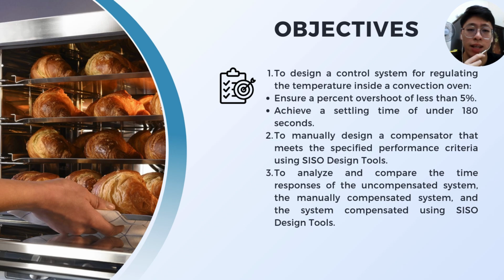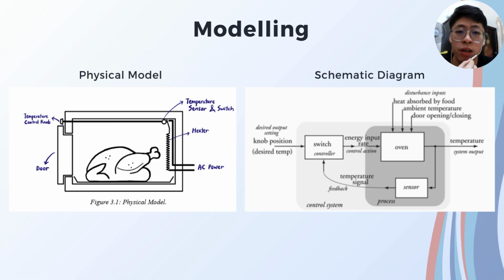The objective of this study is to design a control system for regulating the temperature inside a convection oven, ensuring a percent overshoot of less than 5% and achieving a settling time of under 180 seconds. Secondly, to manually design a compensator that meets the specified performance criteria using CISO design tools. Thirdly, to analyze and compare the time responses of the uncompensated system, the manually compensated system, and the system compensated using CISO design tools. On this slide, I present the modeling of a convection oven.